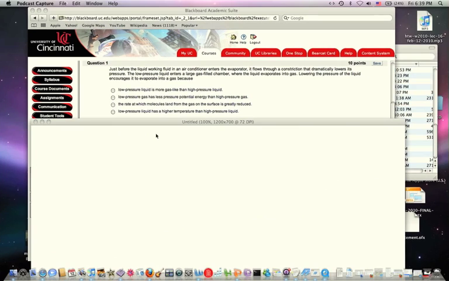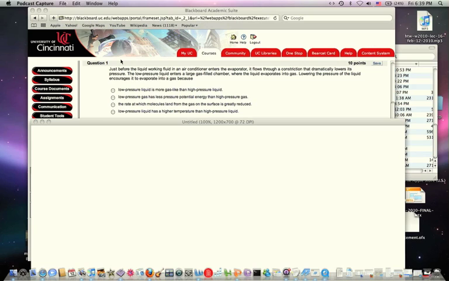So, to review for the final exam, this is the section which talks about air conditioners, refrigerators, and heat engines. Question one says: just before the liquid working fluid in an air conditioner enters the evaporator, it flows through a constriction that dramatically lowers its pressure. The low-pressure liquid enters a large gas-filled chamber where the liquid evaporates into a gas.